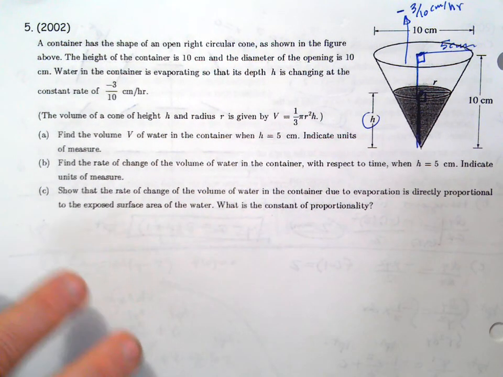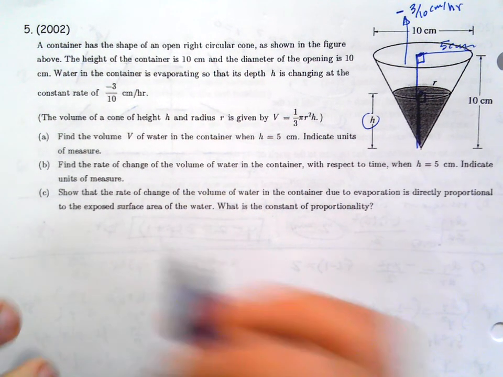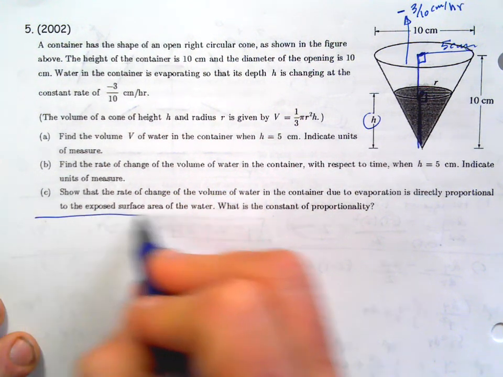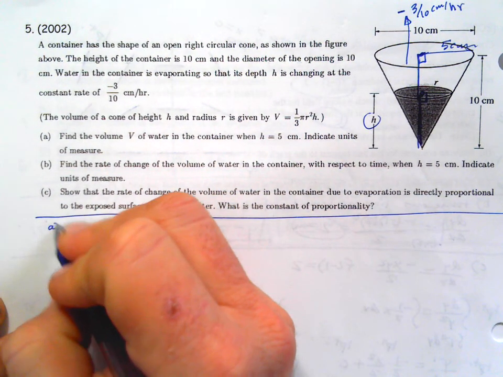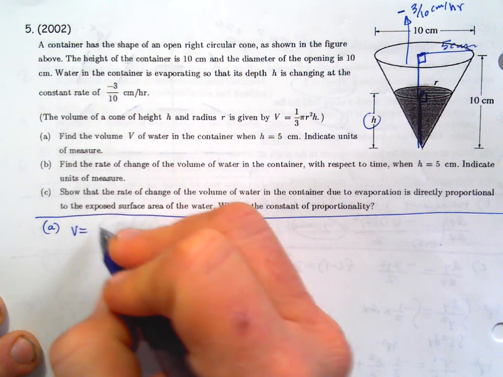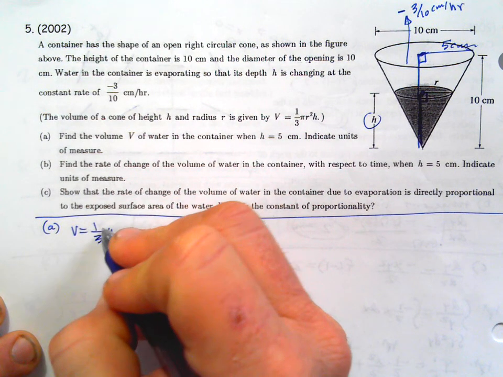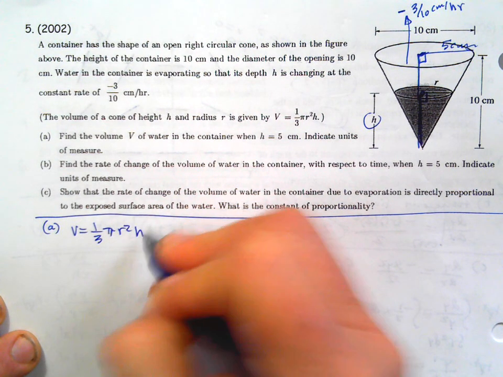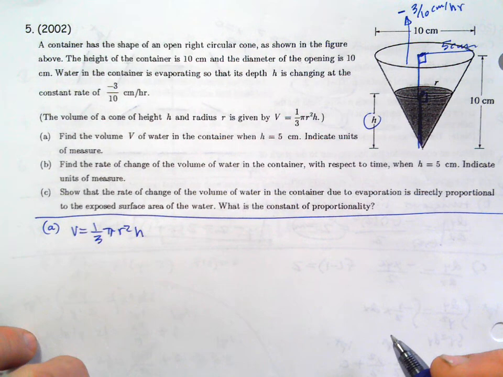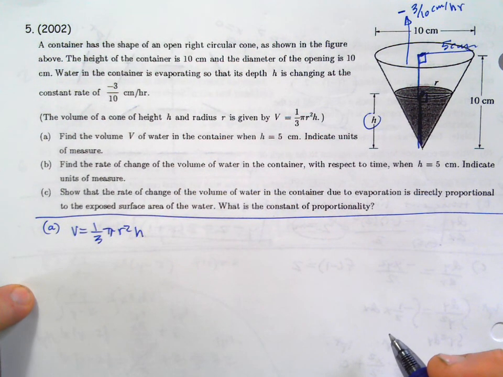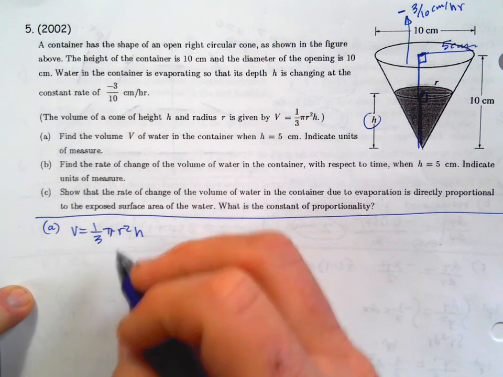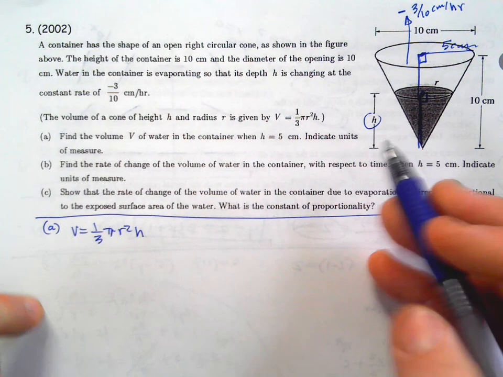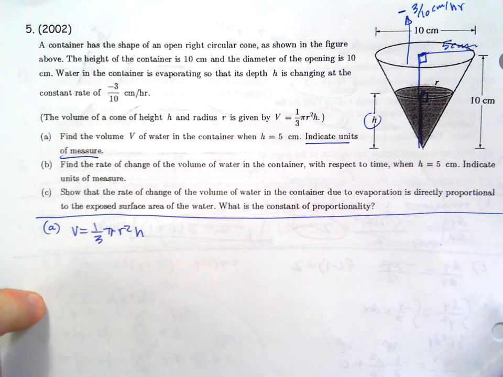The volume of a cone of height h and radius r. So they're giving you the volume of the cone formula, which is a little hard to remember. Cylinders are easy. Cones, spheres are tougher. And it says to find the volume of the water when h is 5 centimeters. So indicate units of measure. So we're going to need to figure out the r, though.